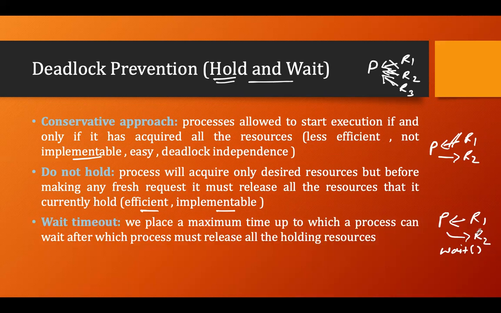So what will happen? Here we are requesting R2 while holding R1. I have executed the process up to the requirement of R1. Now I have made a fresh request for R2. For R2, I'll wait for some period of time. If the period is exhausted or lapsed, then I'm not going to wait for R2, and I am going to release R1. So this is how wait timeout works.